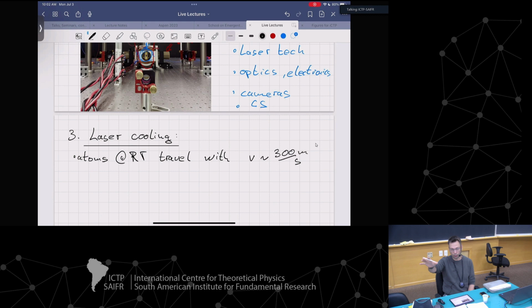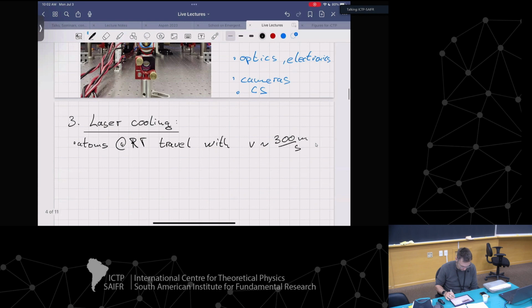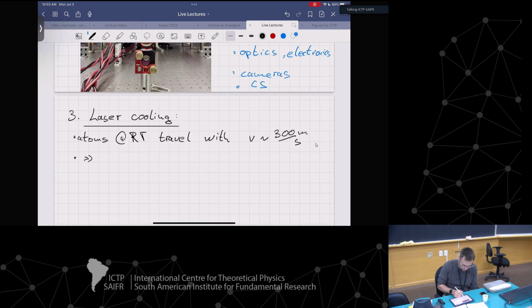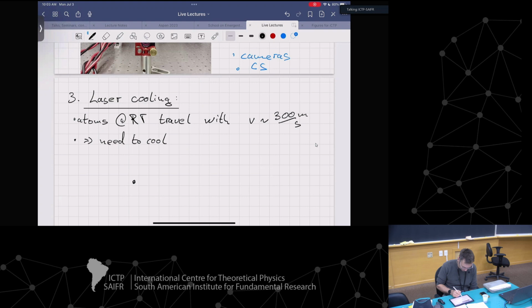I'm not even going into sub-Doppler cooling. I just want to give you a hand-wavy, intuitive picture of what laser cooling is. And maybe some people are doing laser cooling. This is a little boring, but here's my hand-wavy, intuitive picture. So, atoms are too fast, need to cool. Let's now imagine we have our single rubidium atom, traveling, let's say, really fast in this direction with 300 meters per second.